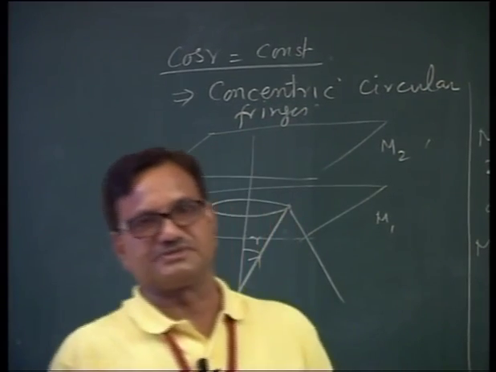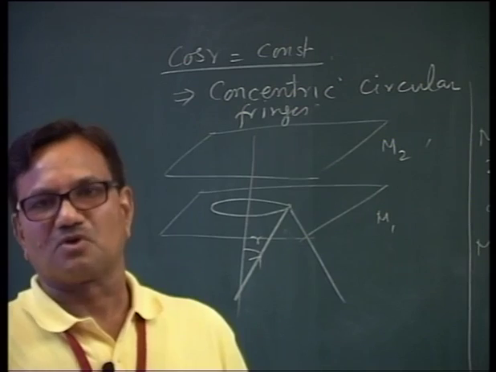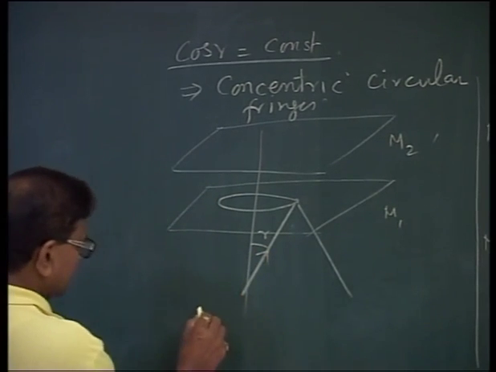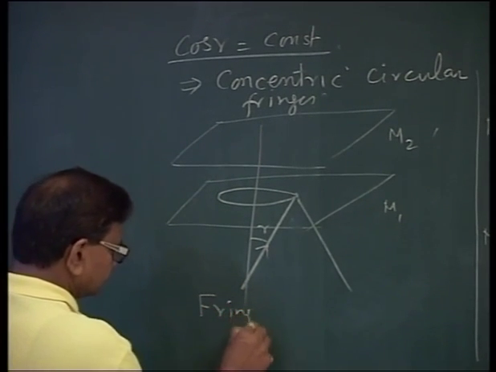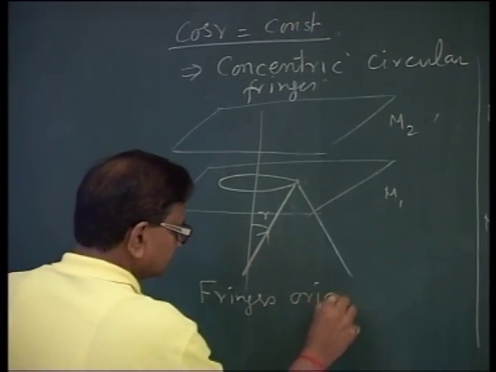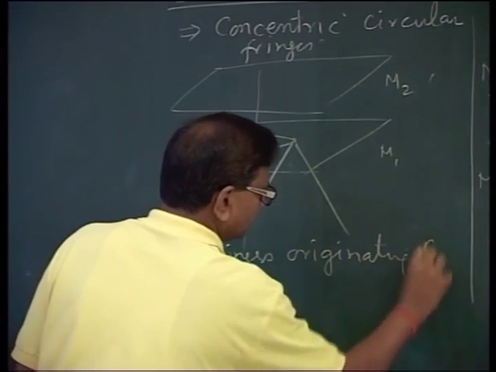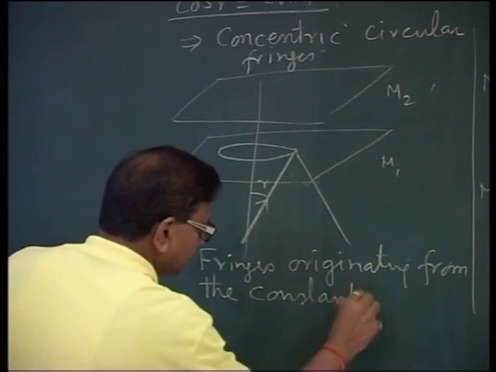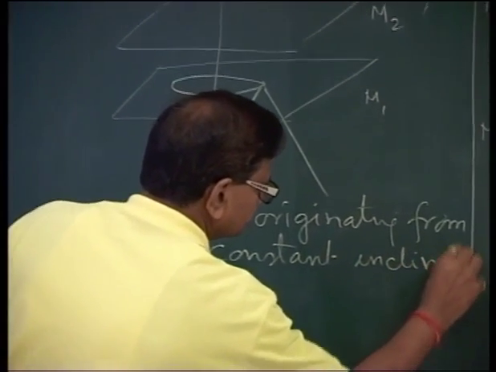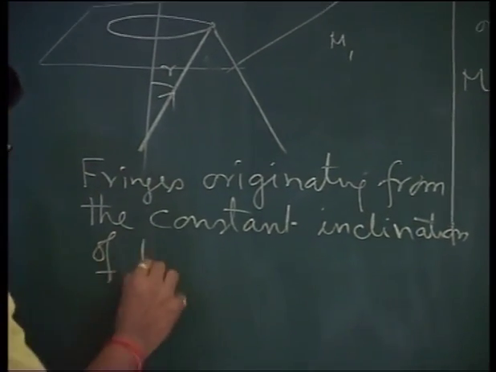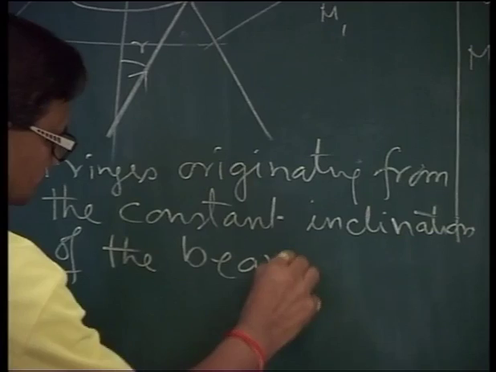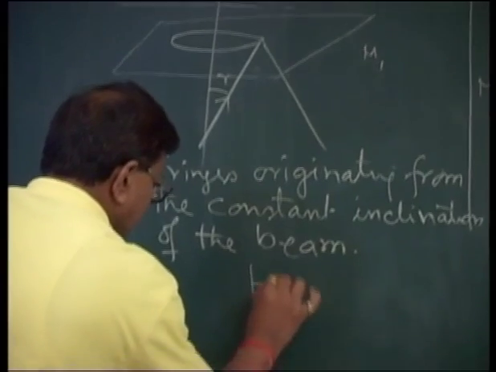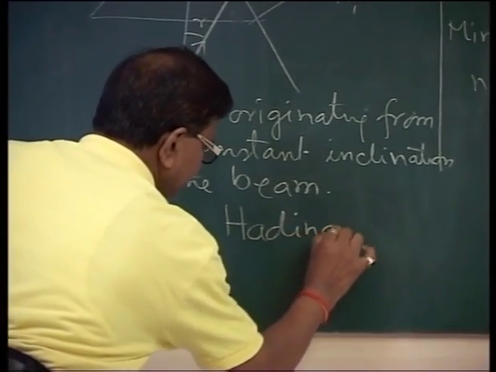The important thing here is that these fringes correspond to the constant inclination, and therefore these fringes are known as fringes originating from the constant inclination of the beam. These fringes were observed for the first time by Haidinger, and therefore they are also known as Haidinger's fringes.